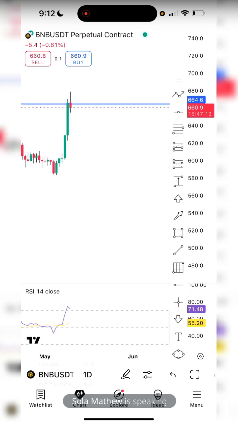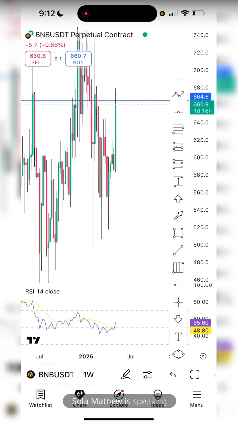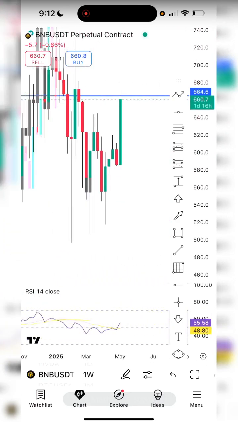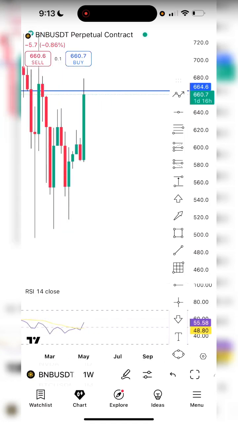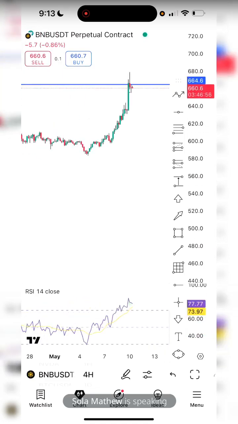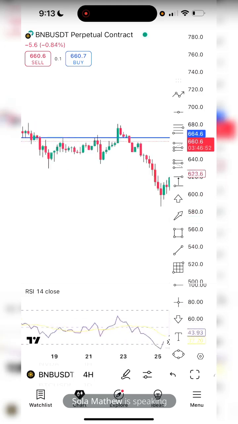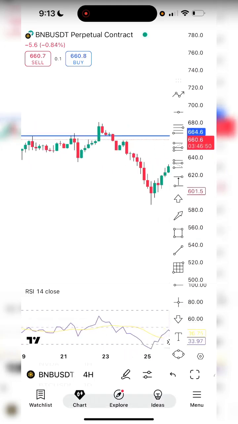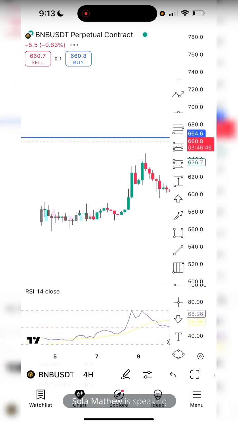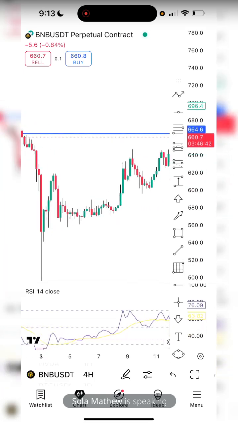But let's look at weekly. Okay, let's go back to 4 hours. Let's go and see what happened in the past in 4 hours. 644. In 4 hours, it went down. This trade is most likely gonna go down. Most likely is gonna go down.